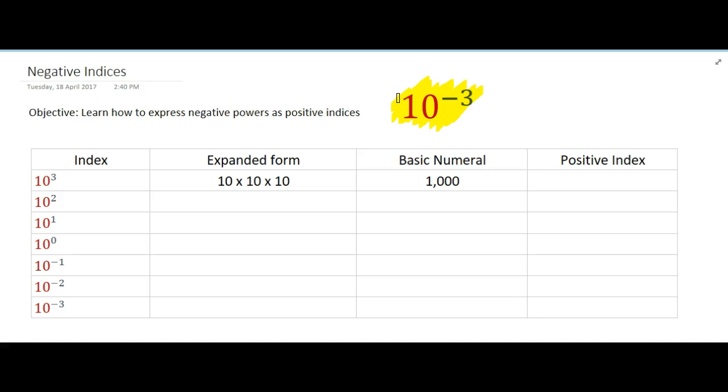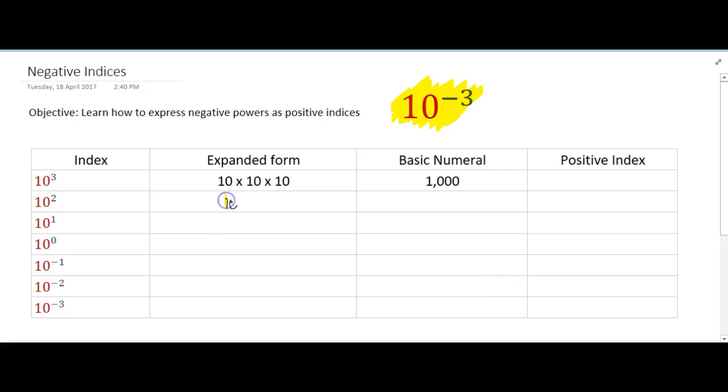I'm going to use powers of 10 and a pattern to show you what a negative power is and, mathematically, what it does to a number. Looking at the first line, we've got our powers of 10 going down from 3 to -3. We're going to work through the positive ones first. I've done the first line, 10 times 10 times 10, which is 10 to the power of 3. The basic numeral is 1,000.